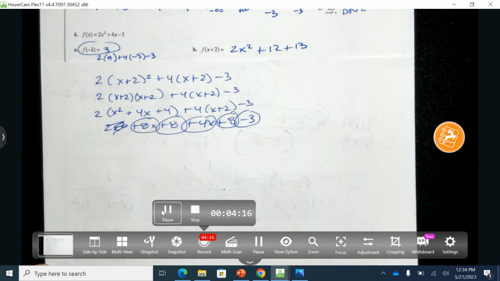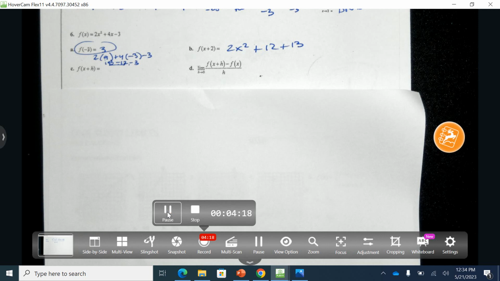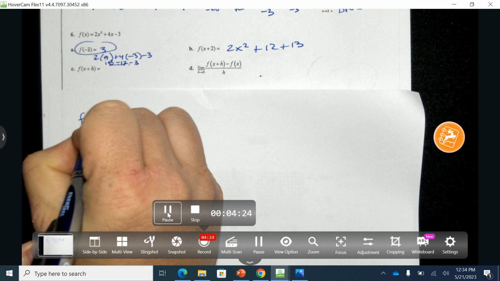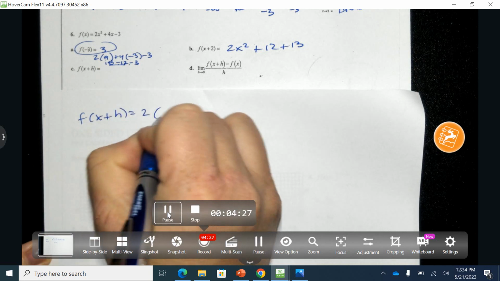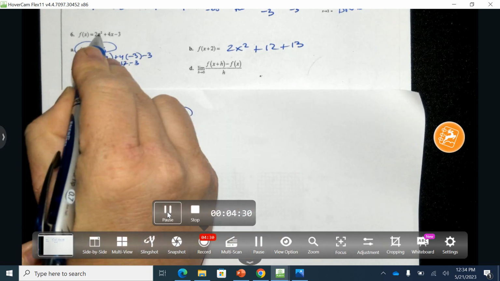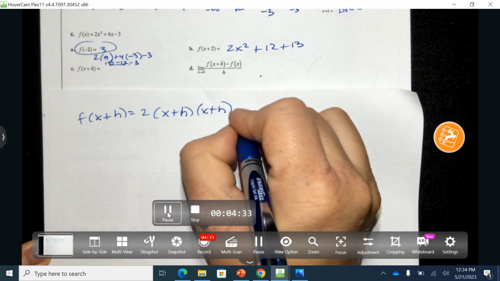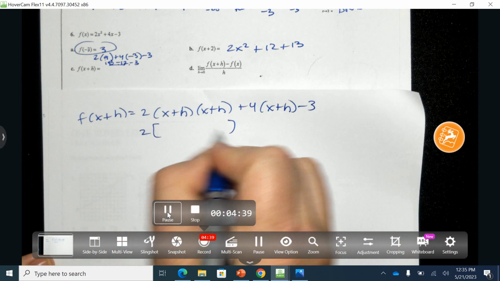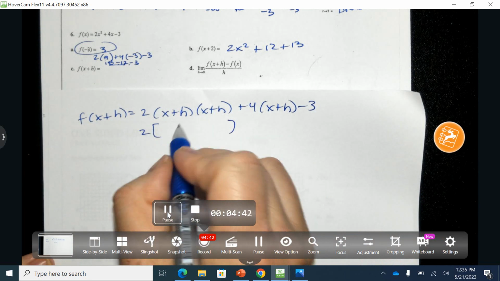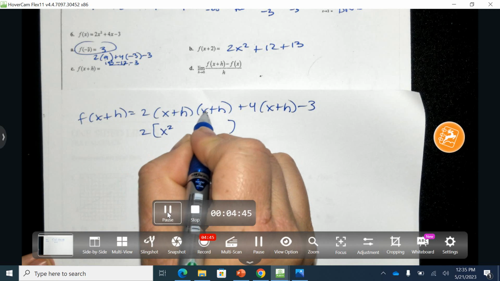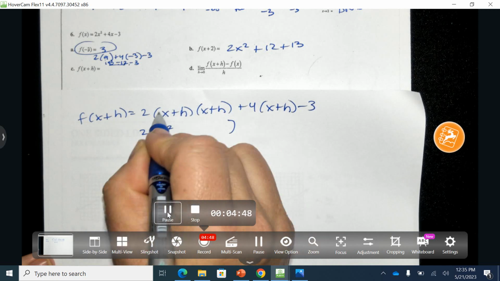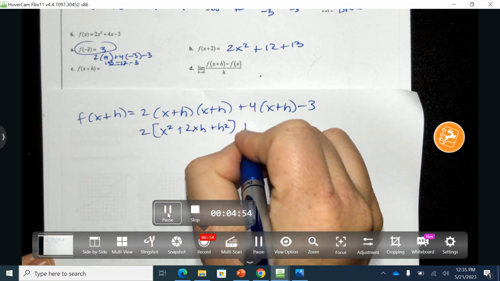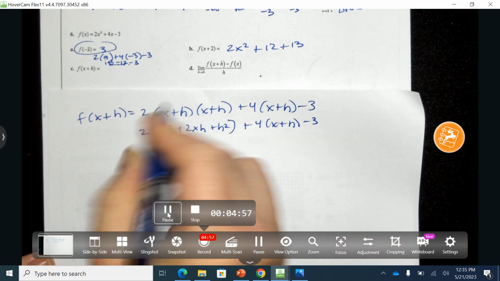Let's move on. Same concept, but now I'm going to substitute an x plus h instead of an x plus 2 into this original function. So f of x plus h is equivalent to 2 times the quantity x plus h squared, which means I'm going to write that quantity twice, plus 4 times x plus h, minus 3. When I go ahead and distribute or FOIL, I multiply in the fronts. Now when I multiply the insides and the outsides, I'll have two groups of xh, two groups of xh plus h squared. I'm going to distribute the 2.